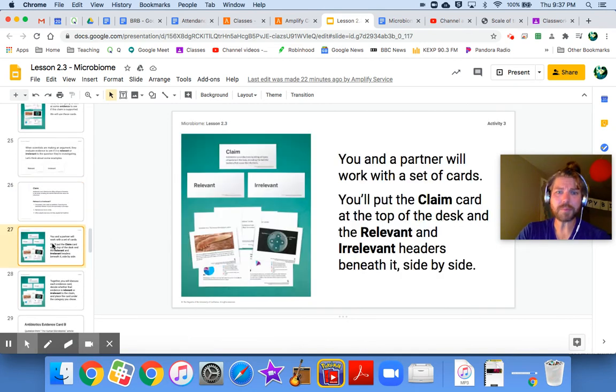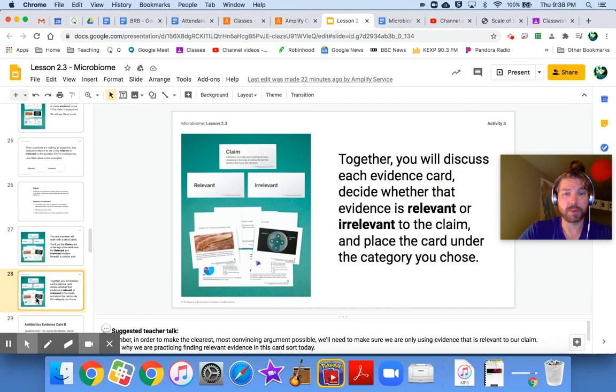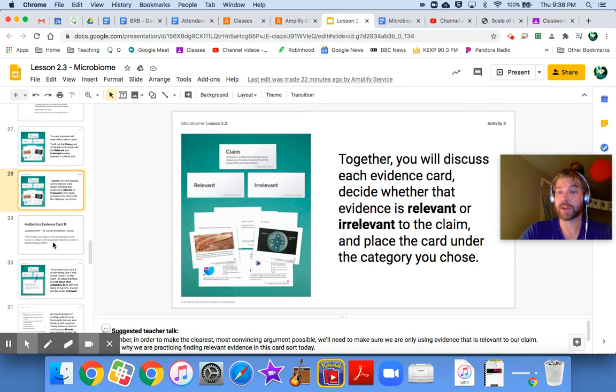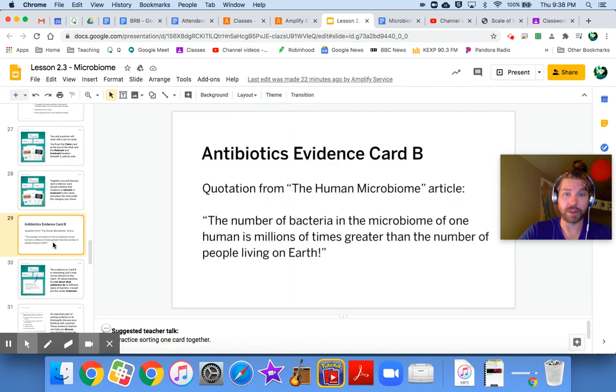So what you're going to do, it says you and a partner. I know you don't have a partner, but you could call someone up and say, hey, let's do this science thing. You will decide which of these evidence cards you think are relevant and irrelevant. You're sorting them, okay? Which ones do you think have anything to say about our claim and which ones don't? So if you had someone with you, you would discuss it. When we meet together as a class, I'd love to hear some of your reasoning for why you said it was relevant or irrelevant.